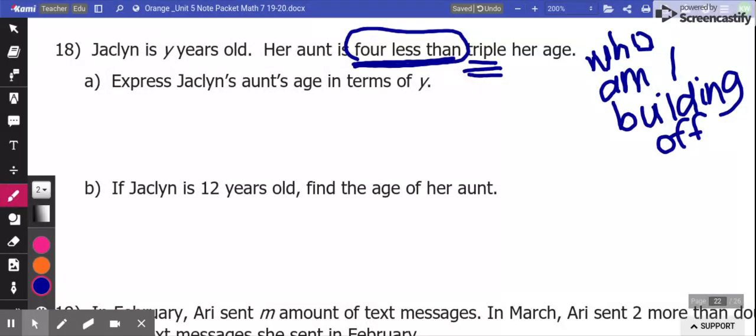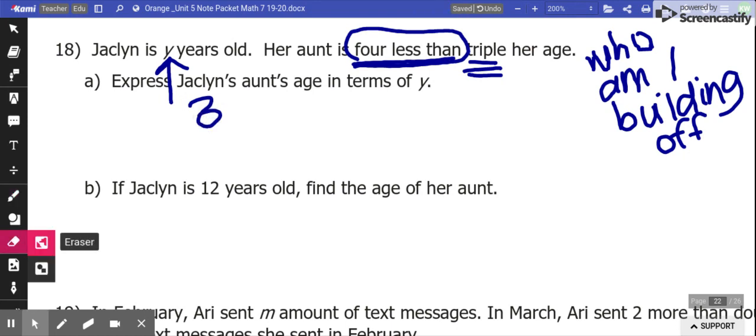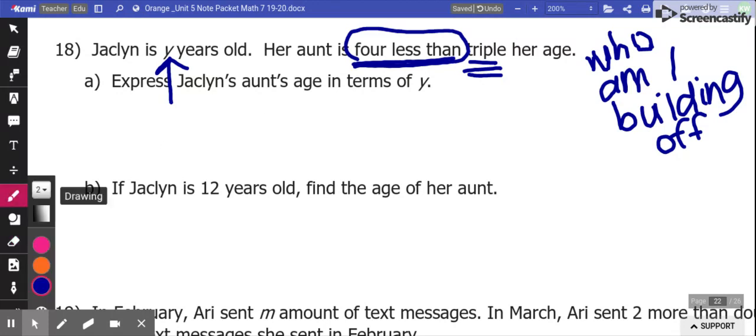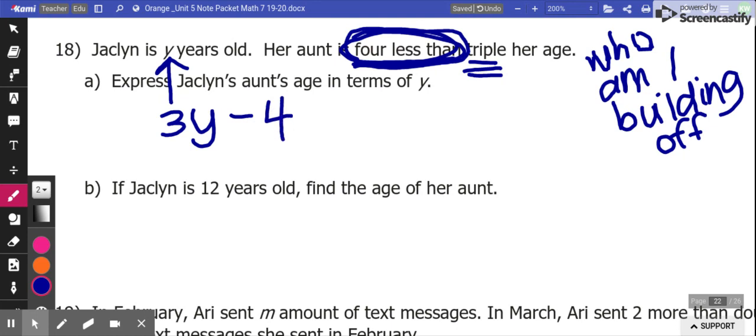4 less than triple her age. So the first thing we need to do is triple this age, which means we have to multiply it by 3. And when we multiply it by 3, we're going to tack the 3 on just like this, tripling it by 3. Now let's focus on the 4 less. 4 less than means at the end you take away 4. So her aunt is 4 less than triple her age.